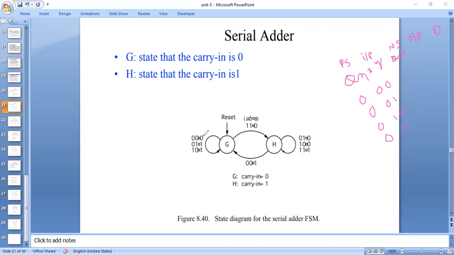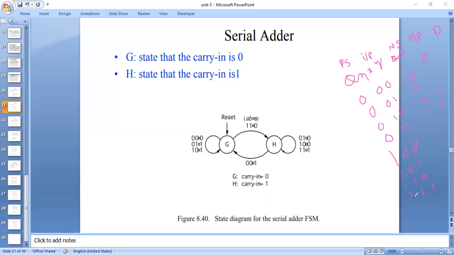See here, for the input 0 0, what is the corresponding output? 0. What will be the next state? The same state 0. And for these conditions the output will be 1, but when the inputs are 1 1, it goes to next state 1, and what will be the output there? 0. Now for present state 1, with the corresponding input conditions 0 0, 0 1, 1 0, 1 1, we assume and draw here.